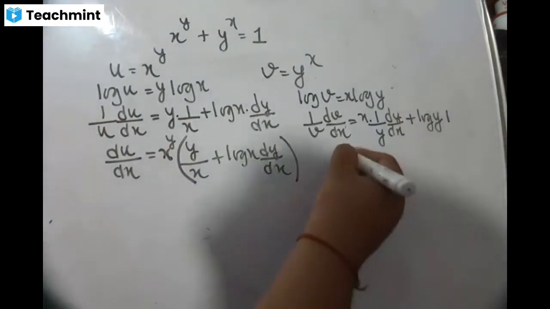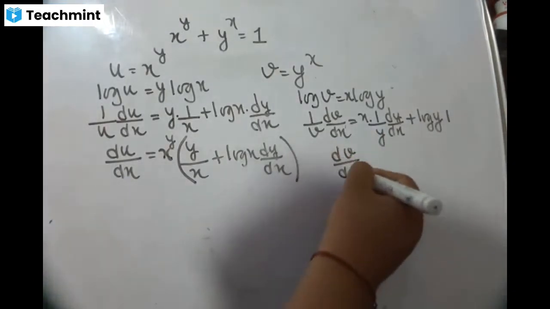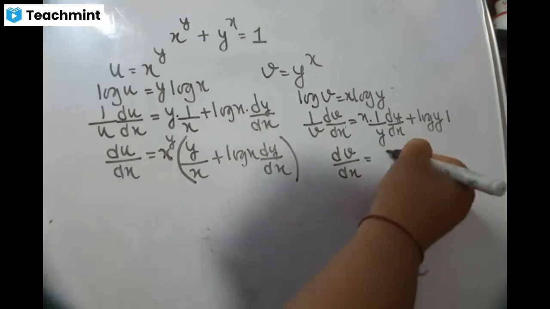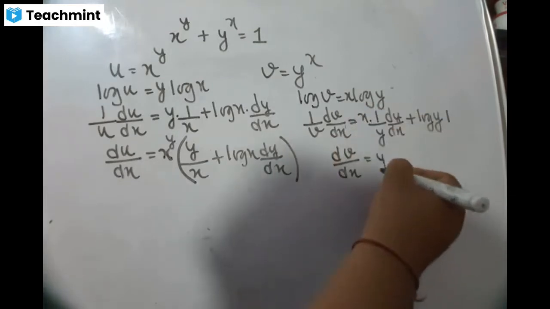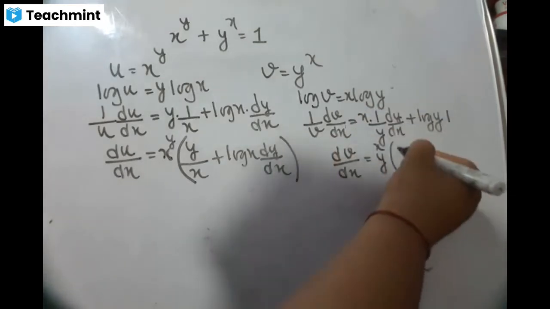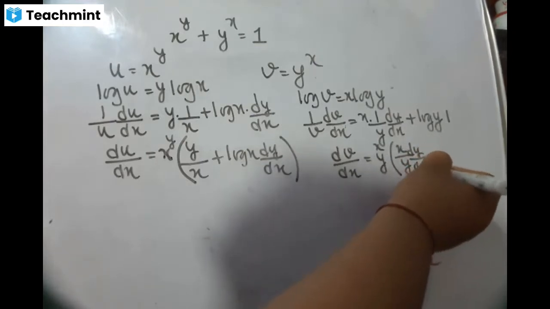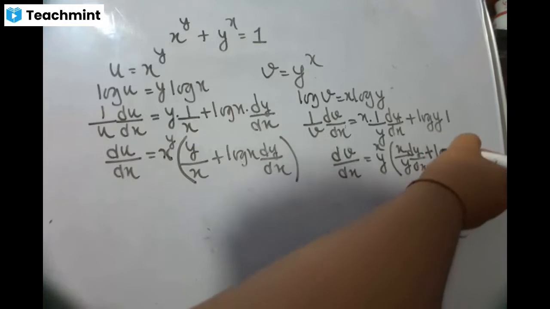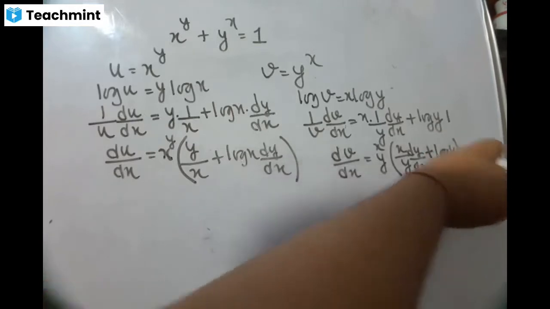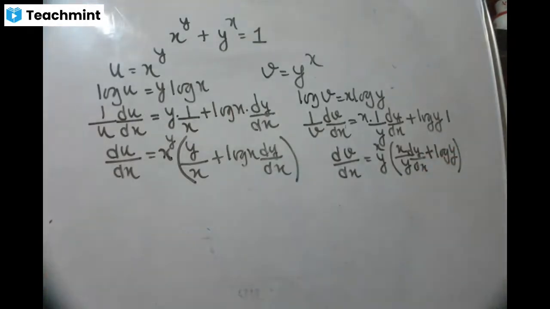So what is going to be dv by dx? So dv by dx is going to be, v goes up. What is v? y to the power x into x by y dy by dx plus log y. So this is the second solution. Now you simply have to combine the two solutions.